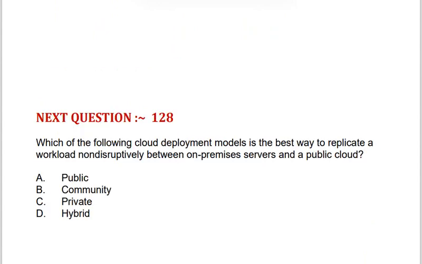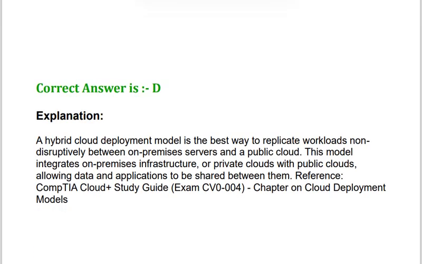Question is, which of the following cloud deployment models is the best way to replicate a workload non-disruptively between on-premises servers and a public cloud? Option A, public. Option B, community. Option C, private. Option D, hybrid. Correct answer is option D.